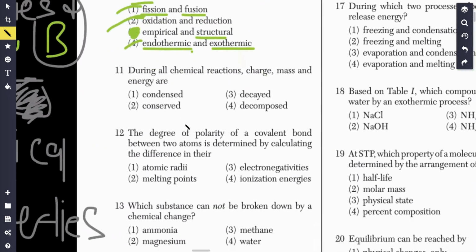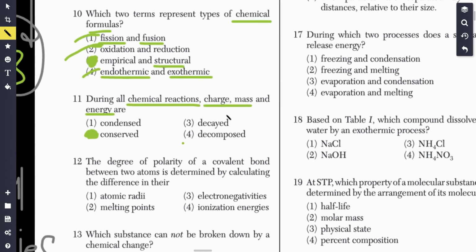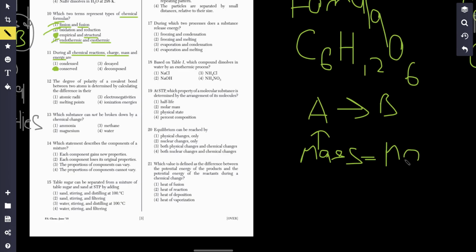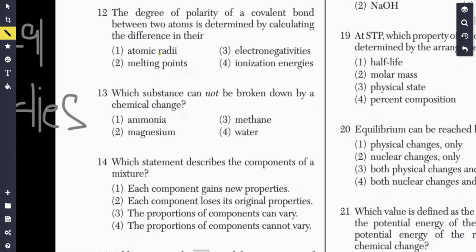All right, charge, mass, energy are... All right, this is just conserved. Like, if you have a chemical reaction, let's say A turns into B, well, it has to have the same mass. The mass of A has to be equal to the mass of B. You cannot just generate mass out of nowhere. You are not an anime character. All right, let's be real here. You cannot just create matter out of nowhere. It has to stay the same.